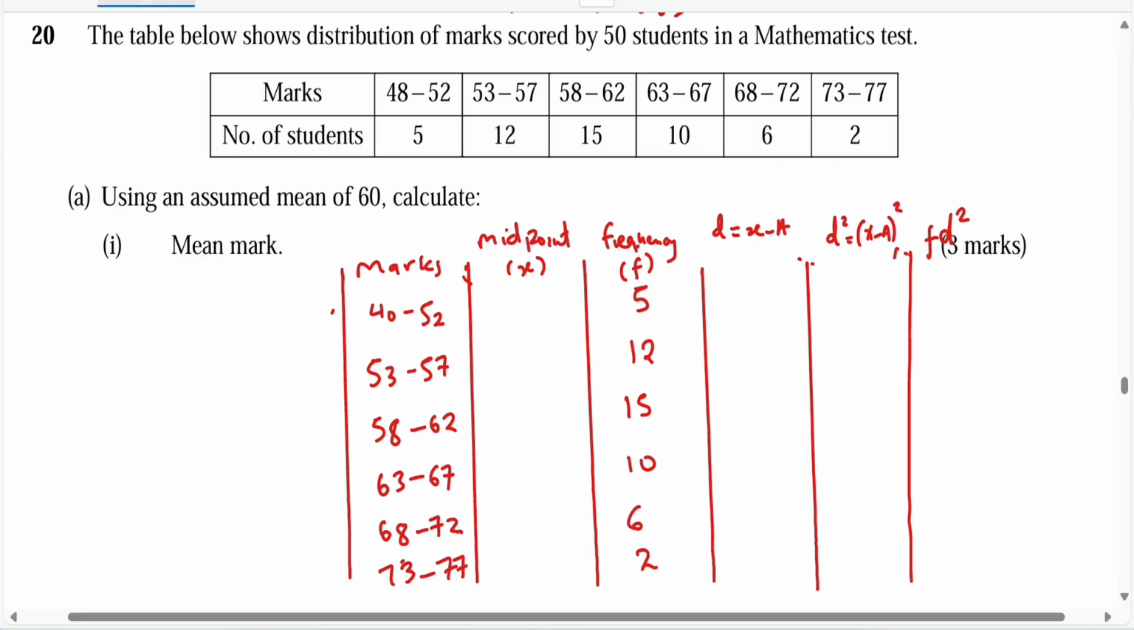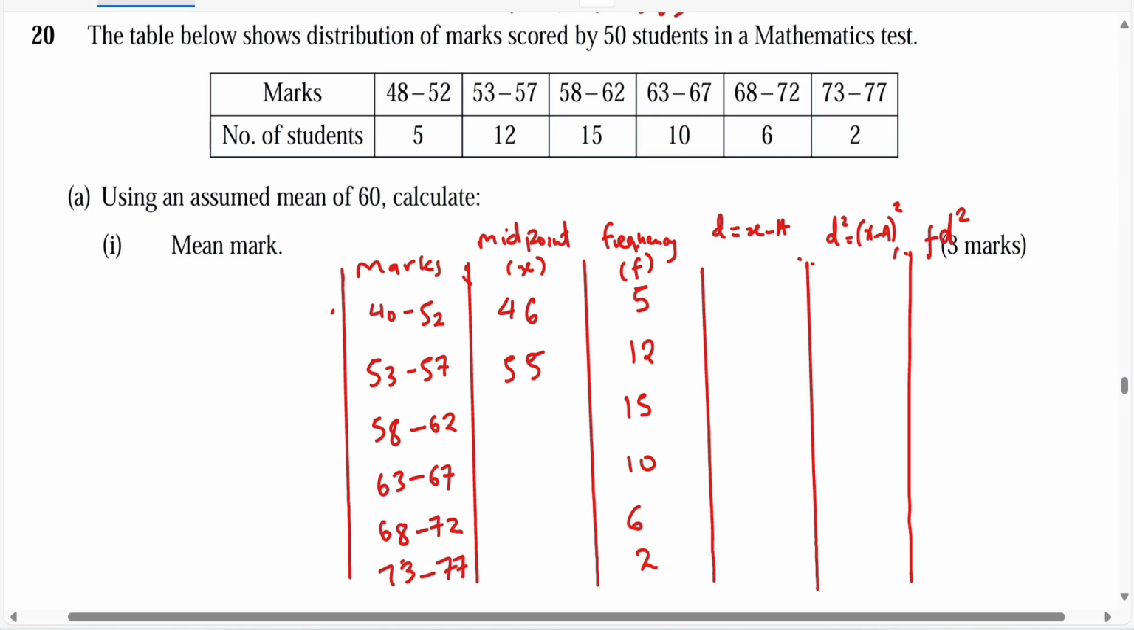So, let's continue. Our midpoint from 40 to 52: you add 40 plus 52, which gives 92, then divide by 2. If you just check, 40 plus 52 divided by 2 gives you 46. So your midpoint is 46. The same thing with 53 plus 57 divided by 2, which gives you 55. So which number is in the middle? Even without adding and dividing, it is easy to know the middle number.